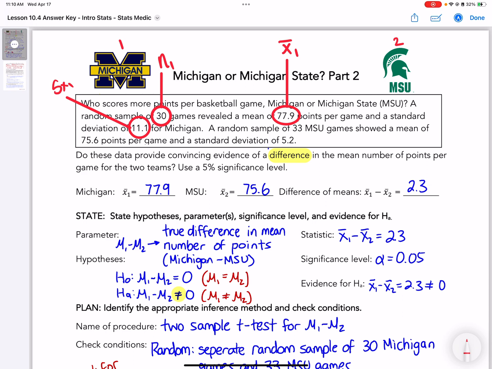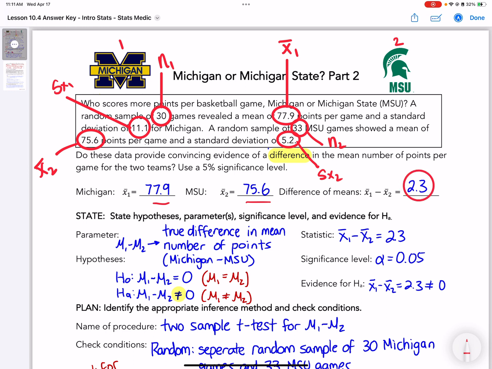And then you're going to do the same thing except for Michigan State. We have 33, and that's N2. We have a mean of 75.6, and that is X bar 2. And we have standard deviation of 5.2, which is SX2. Okay, so first of all, fill out, of course, the pertinent information that we just had, and then the difference is just going to be 77.9 minus 75.6, which is 2.3.